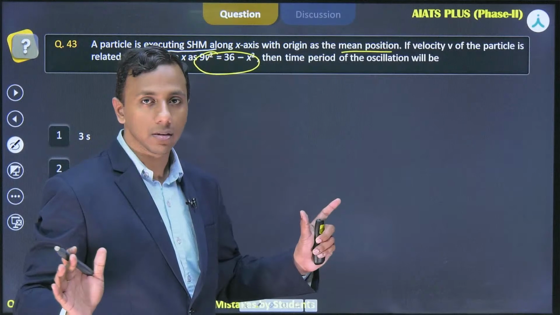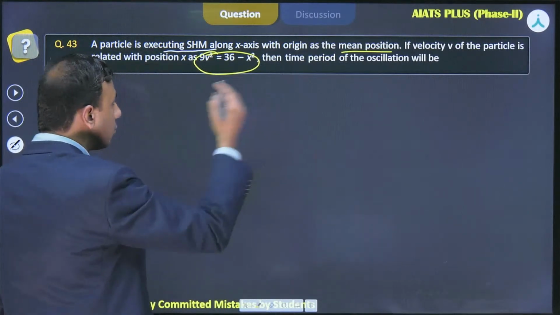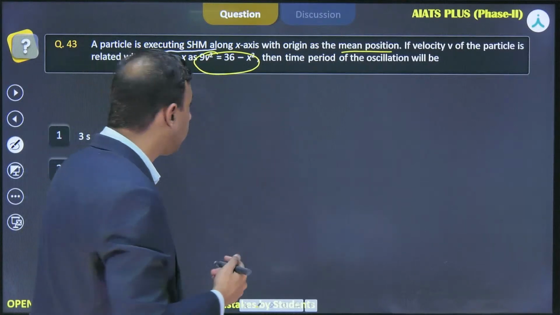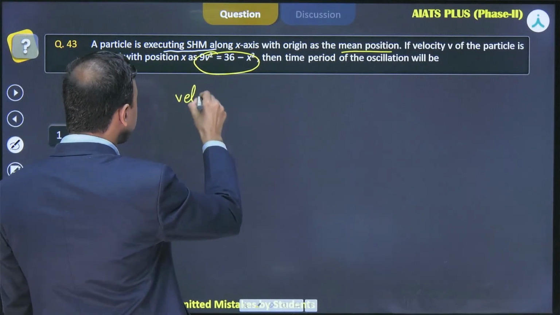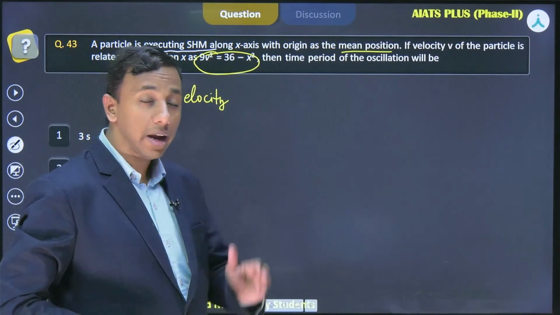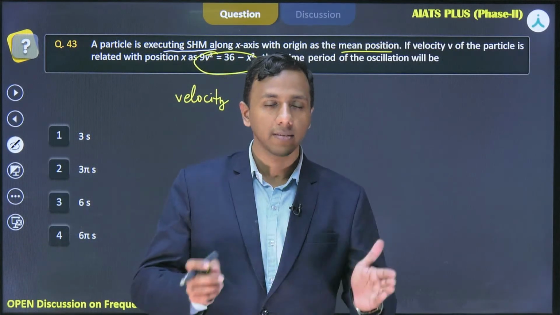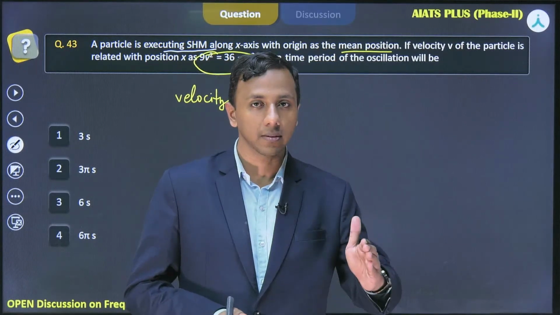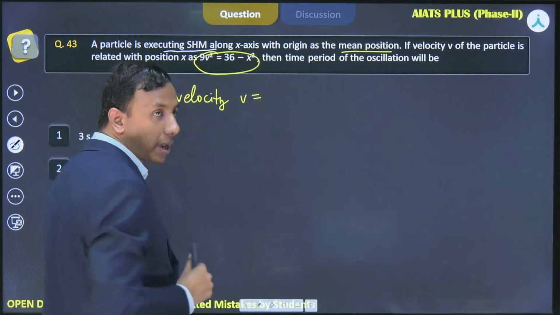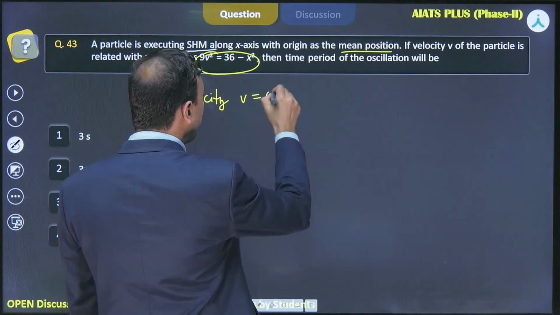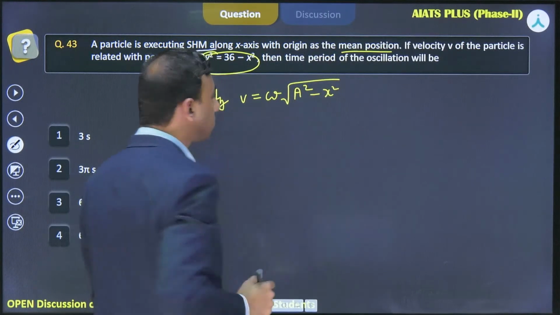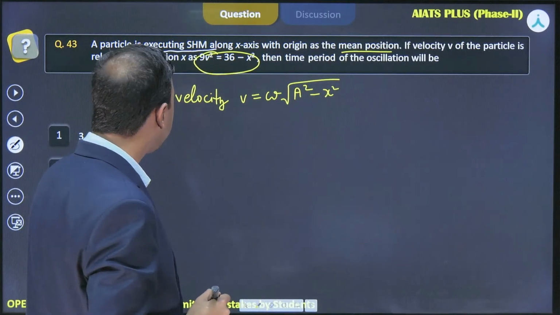Time period they are asking, time period of oscillation, right? So velocity v, what can you write it as in terms of x? This we did last time, right? If you remember, I had established a relation between v and x. So velocity v would be related to x as omega times under root a square minus x square, right? a square minus x square.